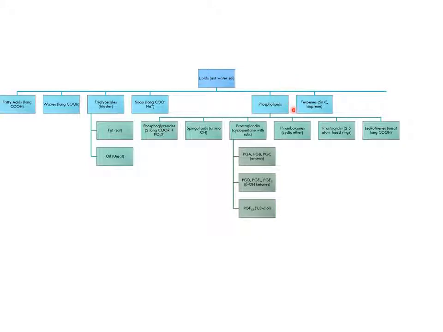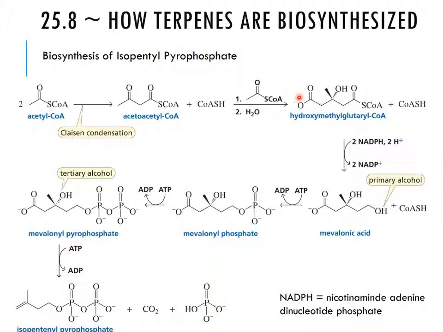All right, so there's our terpenes. No little subcategories for it, just our terpenes up there. And we are going to look at how our terpenes are synthesized, and then we'll look at our last lipid category. So when we synthesize the terpenes, well, I shouldn't say we, this is the biosynthesis.